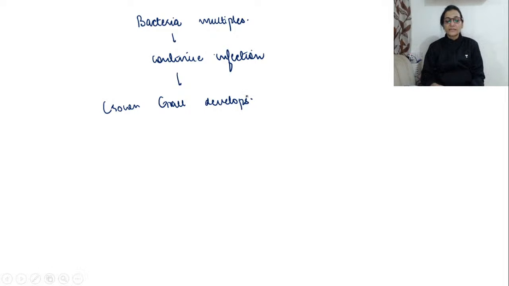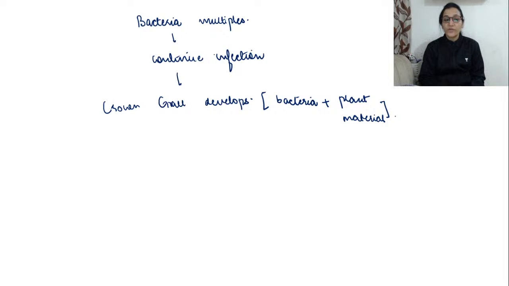Crown gall develops, and this is a visible mass of accumulated bacteria and plant material. Crown gall is made up of bacteria plus plant material. So crown gall formation is the consequence of the transfer, integration and expression of tDNA in the infected plant. The genetic transformation leads to the formation of crown gall tumors which interfere with the normal growth of the plant.